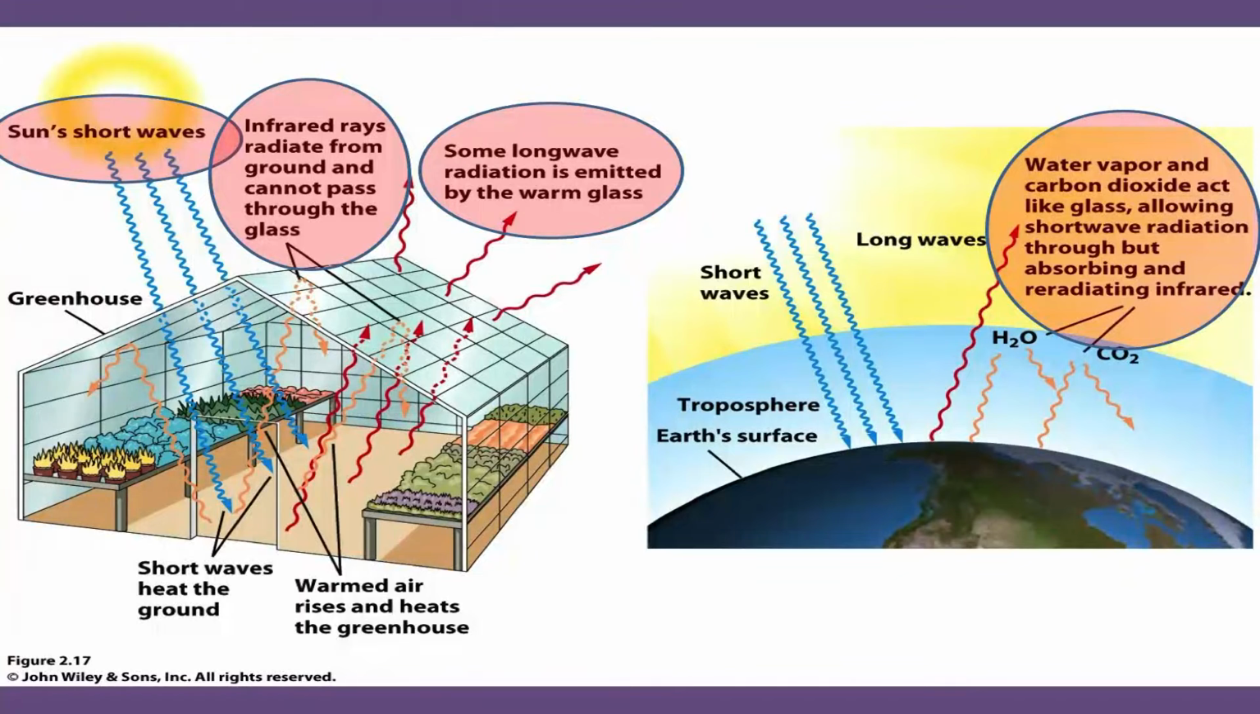Further, some long wave radiation is emitted by the warm glass, so that goes into the atmosphere. And that's how we talk about the greenhouse effect. And that is how the Earth's surface or the environment has been created where we can sustain life on the Earth.